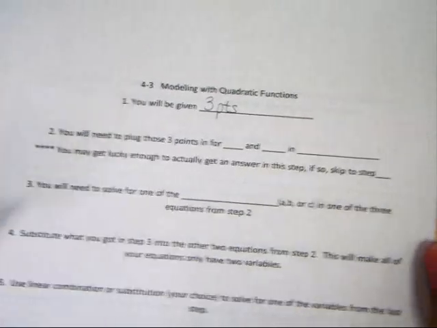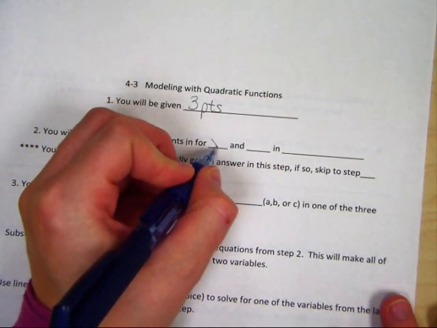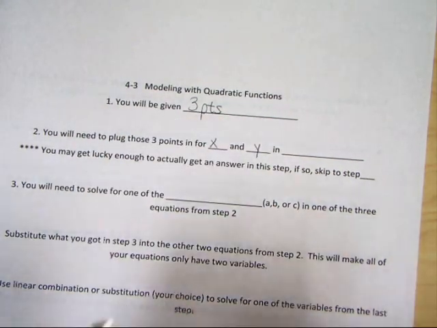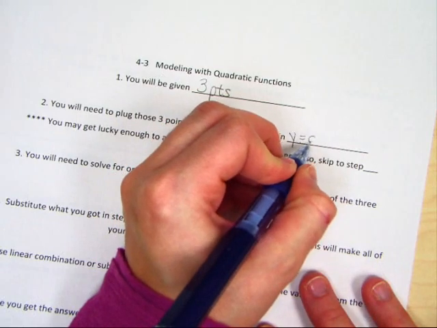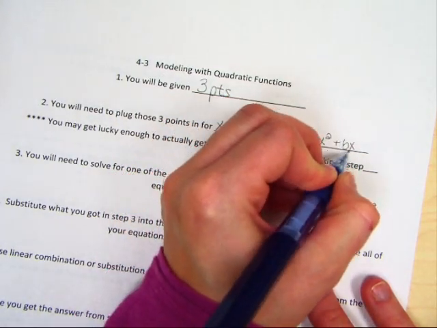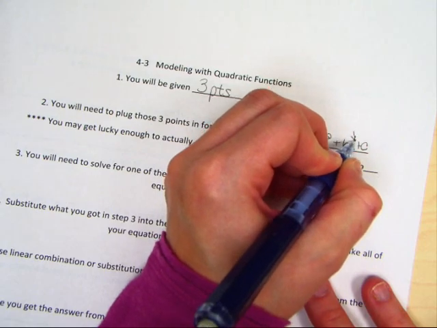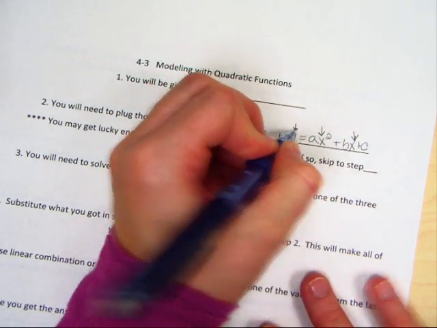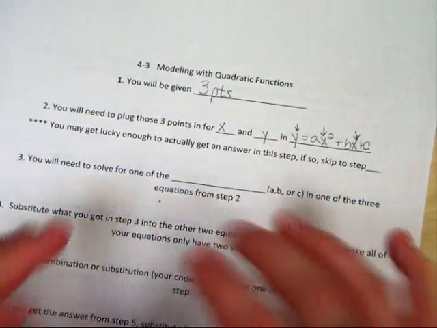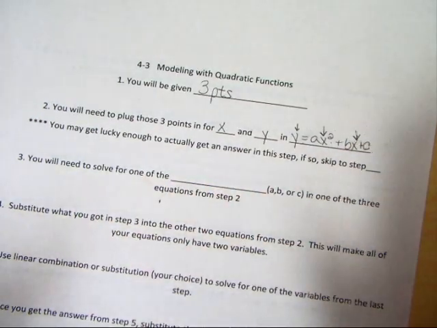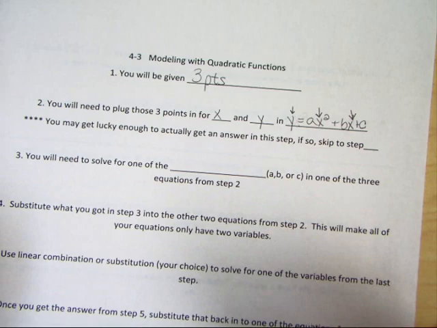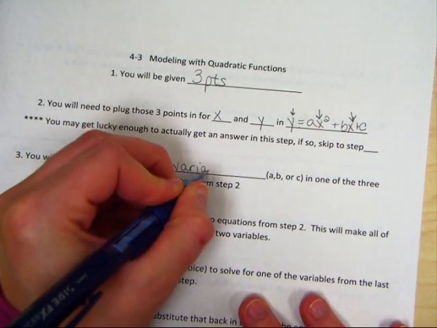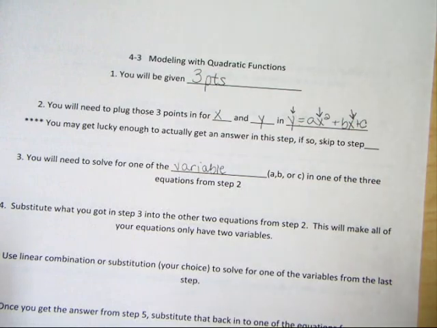You will need to plug those 3 points in for x and y in y equals ax squared plus bx plus c. You'll plug in for x, and you'll plug in for y. When you plug these in, you might get an answer. If so, you're going to skip to a step, but I don't know what step it is. I'll figure it out. You will need to solve for one of the variables, which will be a, b, or c, in one of the 3 equations.